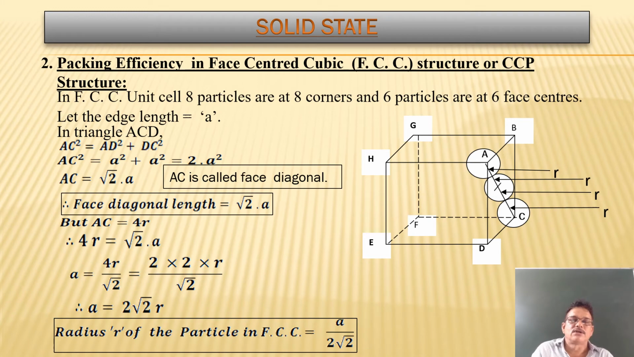So R is equal to 0.3535a. Radius of the particle in FCC is equal to a by 2 root 2, or 1 by 2 root 2, which is equal to 0.3535. So if edge length is given, we can directly calculate the radius of the particle by multiplying that edge length with 0.3535.